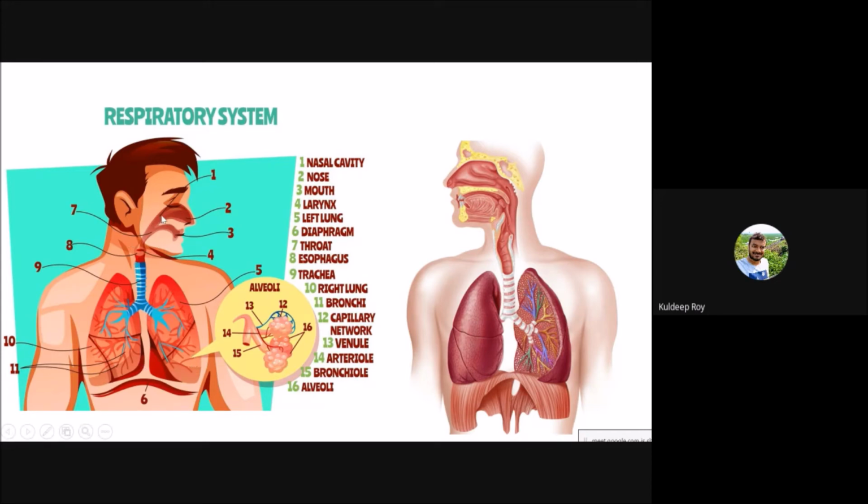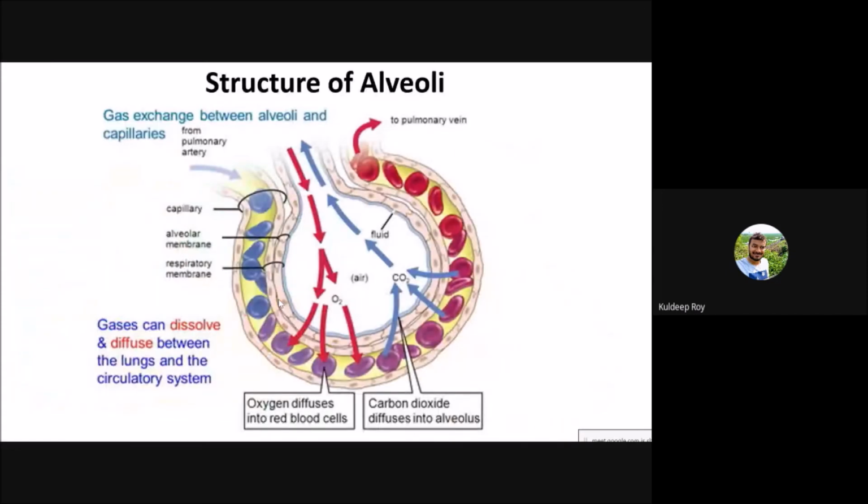When you inhale, what will happen? O2 will go into your right and left lung. Then diffusion will occur in this region, the alveoli. So we will see the geometry, the mechanism, and the mass transfer which will happen in your respiratory system. This is the structure of the alveoli. Now see.